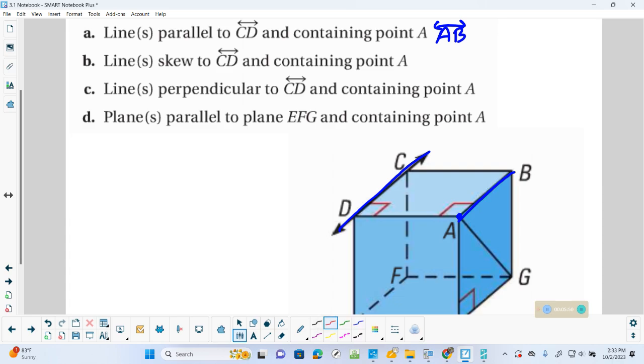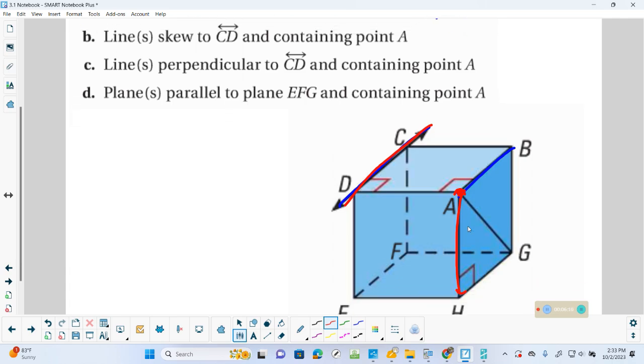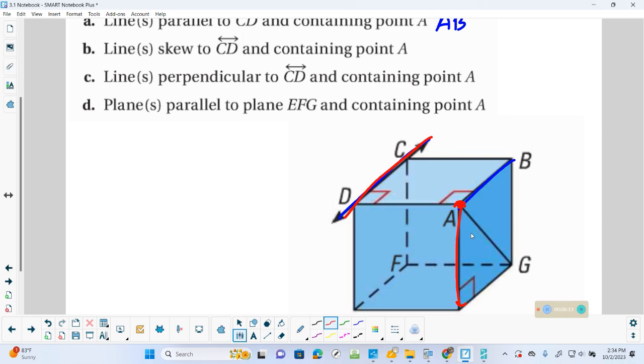Lines skew to CD and containing point A. Well, there's actually two of them. So it's not going to be the blue one here from previous. So skew and containing A, it's going to be this guy, which I know is off the screen. I want to say it's H down there, isn't it? Yeah, line AH is one of them. And there's another one, line AG. Because you would have these, they're skew, they're never going to touch, they're in different planes.